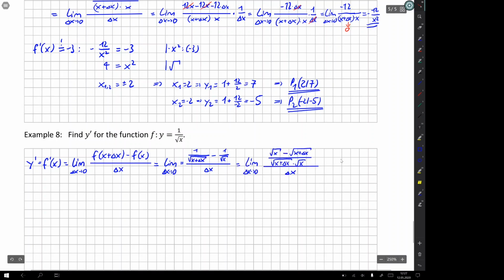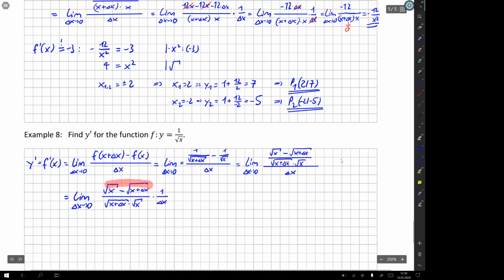In the next step, let's get rid of this compound fraction. So let's multiply this denominator with the reciprocal value of this. This means with 1 divided by delta x. So we get this expression here. This is the original numerator here, and now times 1 divided by delta x.